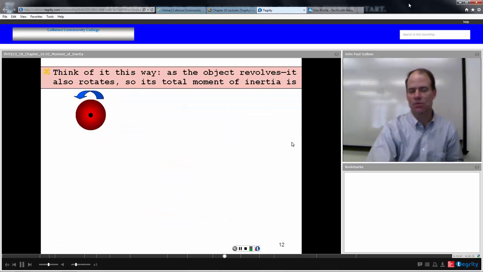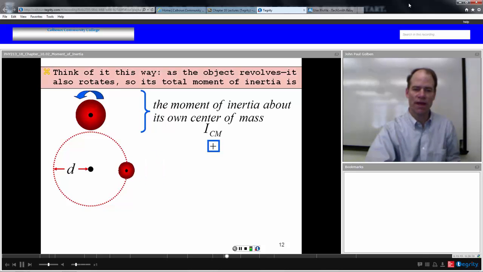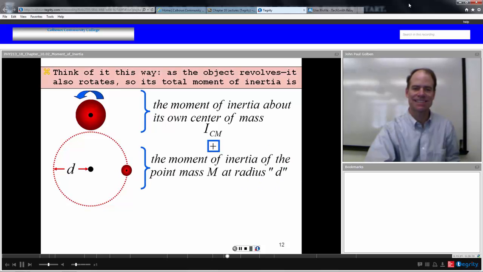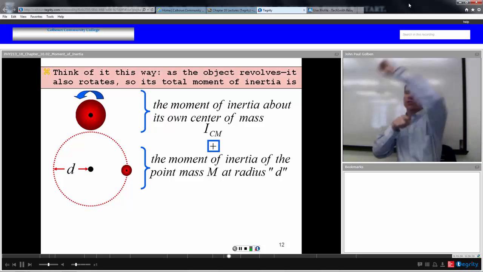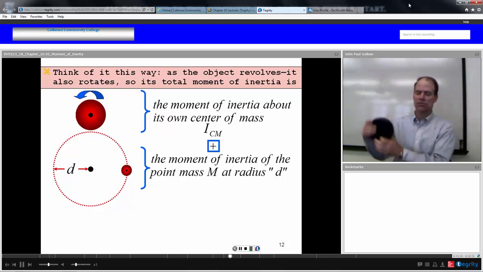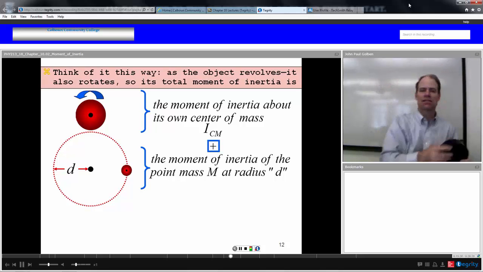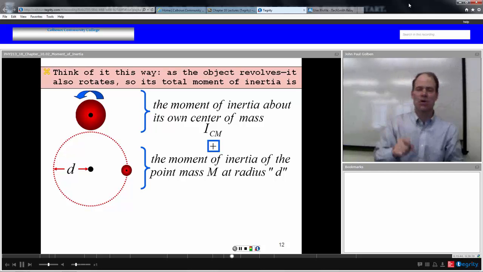In a sense, we can think of it this way. We have the moment of inertia about its own central mass, as it's moving like this, plus the moment of inertia of the whole thing acting like a point mass, a distance d away from the axis. So I thought of this object as a point mass moving around this axis. That would be mr squared, or md squared, where d being that distance. Plus, as it's going around, it's also turning on its own center of mass. So I have the moment of inertia about the center of mass plus an md squared. And that is the moment of inertia of the whole system as it's moving about this new point.